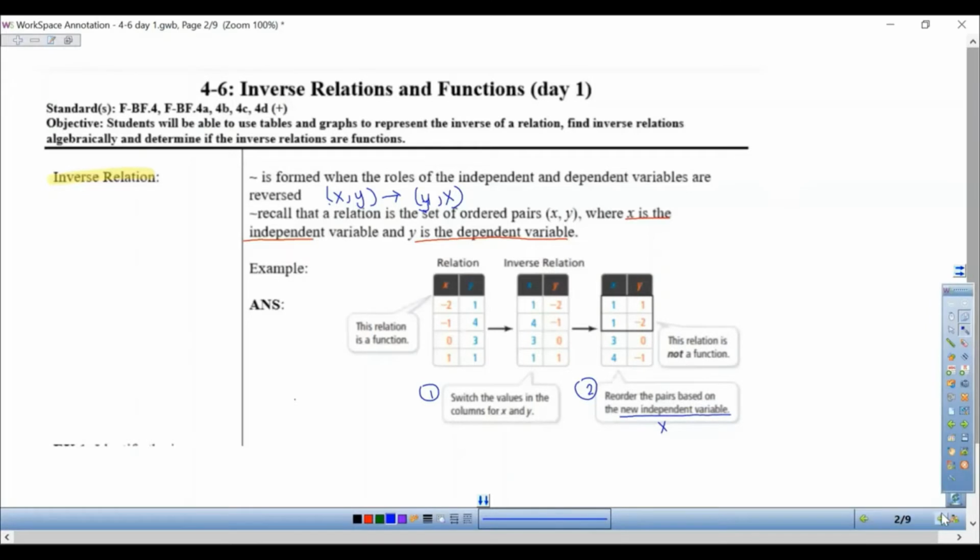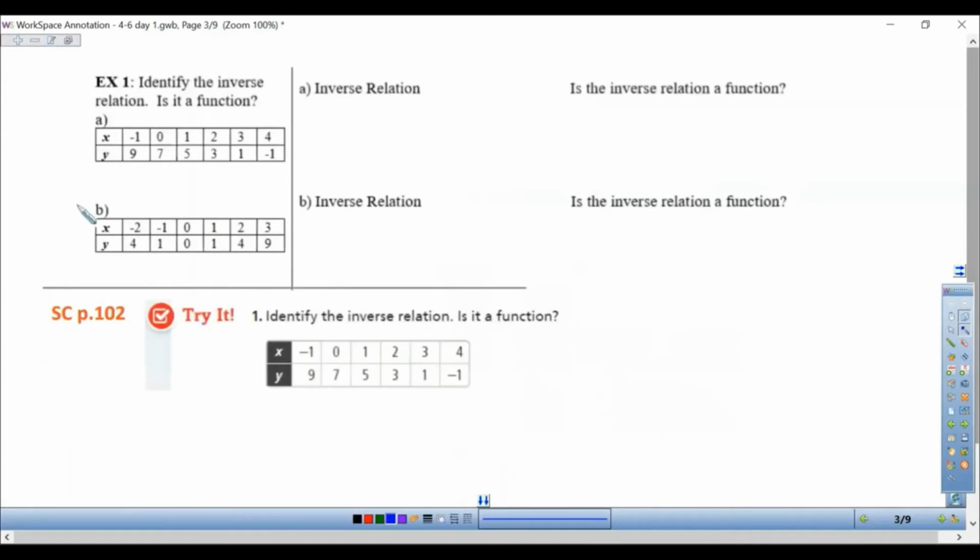Okay, so let's look at this example a couple more times. So if I'm given a relation, here I've got the table: x is -1, 0, 1, 2, 3, 4, and then y is 9, 7, 5, 3, 1, -1. So if I look at this, none of my x values are repeated, so I know that this is a function that I'm given. I have to figure out whether my inverse is a function. I'm going to write the inverse as a set, just so you can see the different notations, because we will see it as a table and as a set. So I just want to have you see the connection there.